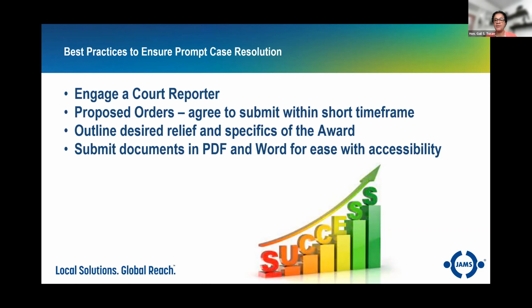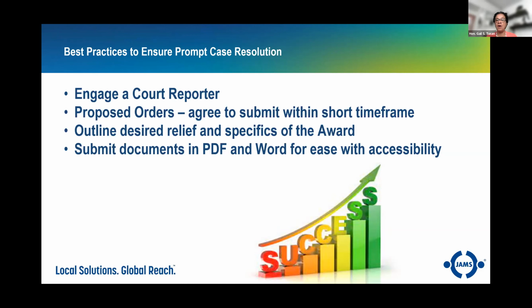Proposed orders, probably common sense, but trying to submit them within a short time frame, as opposed to taking 20, 30 days, as we may all be accustomed to, will keep the arbitrator engaged and keep the process moving. We mentioned earlier, making sure that the arbitrator is helpful in making actual decisions. I absolutely agree with that. That is our job. Whatever you need us to do, you should simply ask.